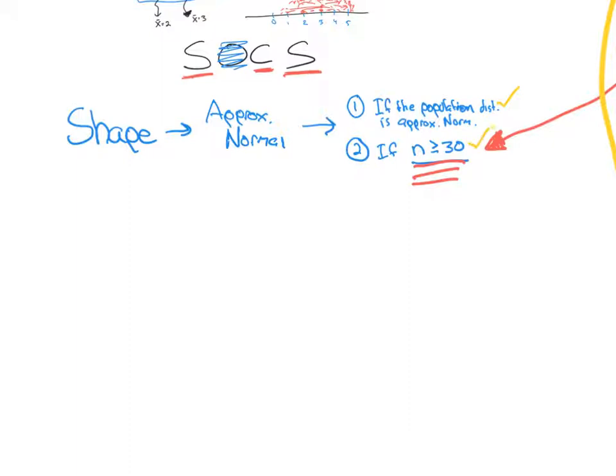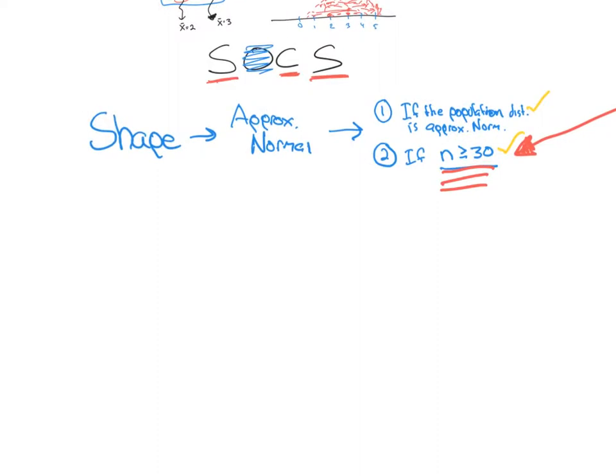But once we hit the threshold of 30, then our shape does start to become normal. Wow, okay, that's good to know. That's our shape, approximately normal. All right, let's move on to the next piece that we need to know then. I'm going to need to know, where is my center?